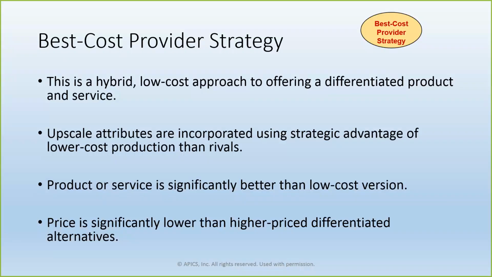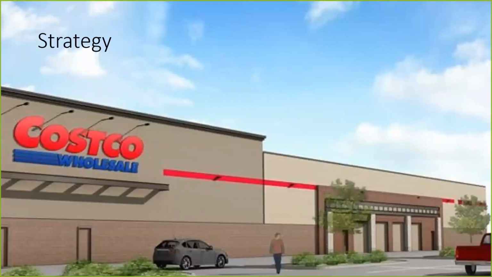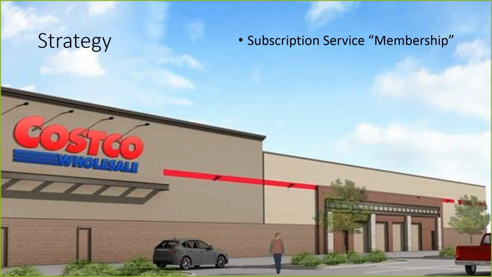Now, the organization I decided to use as an example here is known to all of us. It's Costco. Taking a look at their strategy, and we're probably all familiar with them, they have a membership, a subscription service. So in order to shop at Costco, you need to pay a membership fee to get in the door and be able to pay for the merchandise that you want.